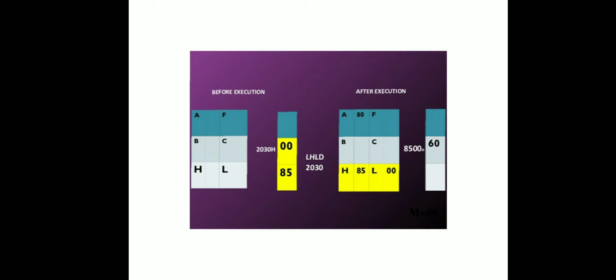LHLD 2030. Before the execution, the data is present in memory locations 2030 and 2031. After execution of this instruction, the data of 2030 is copied to the L register and 2031 is copied to the H register.